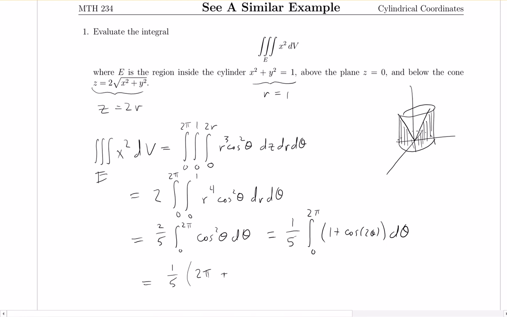And the antiderivative of cosine 2 theta is 1/2 sine of 2 theta, which we have to evaluate from 0 to 2 pi. But that's just 0. Right? If you plug in 2 pi and 0, sine of 2 theta is 0 in both cases. You just get 0 minus 0. So our final answer is just 2/5 pi.